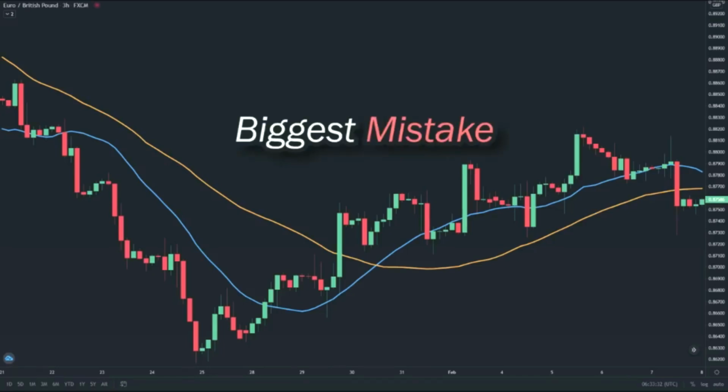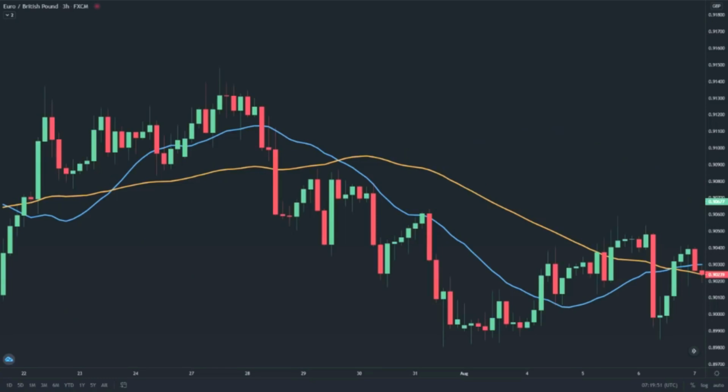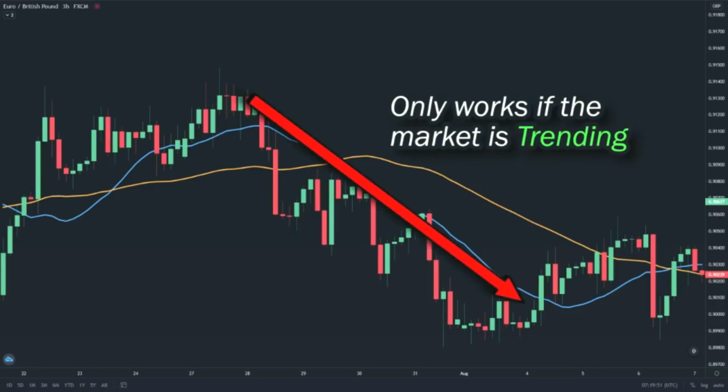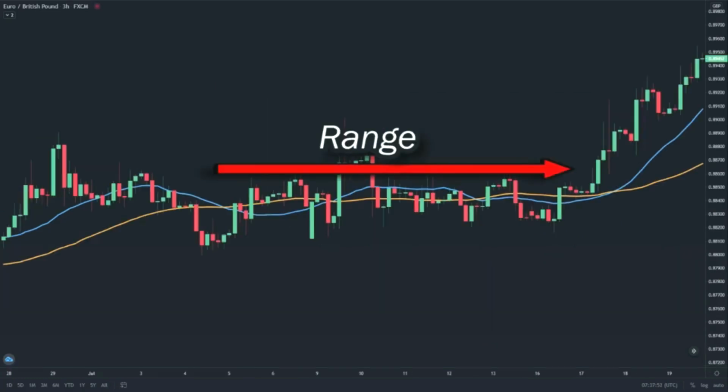The biggest mistake that everyone makes when trading this strategy is that every time the moving average crosses over, they immediately take a position. When the faster moving average crosses above the slower moving average, they immediately take a buy position. And when the faster moving average crosses below the slower moving average, they immediately take a sell position. This is actually the worst way of trading the moving average crossover, because using the strategy this way only works if the market is trending. If the market is in a range like this, you will receive so many false signals and this will wipe out your account very quickly.